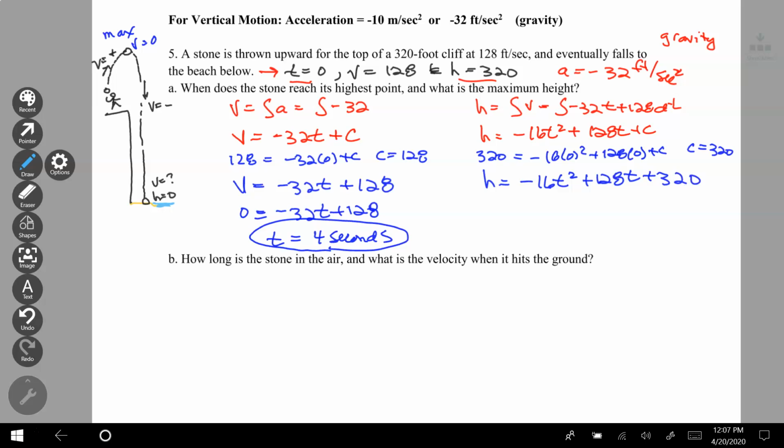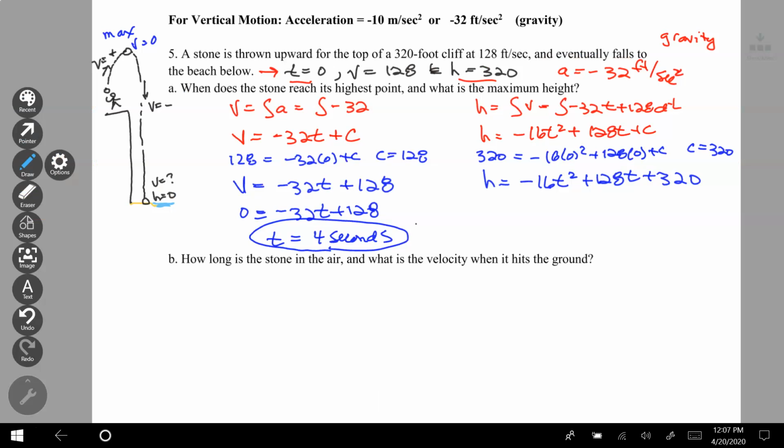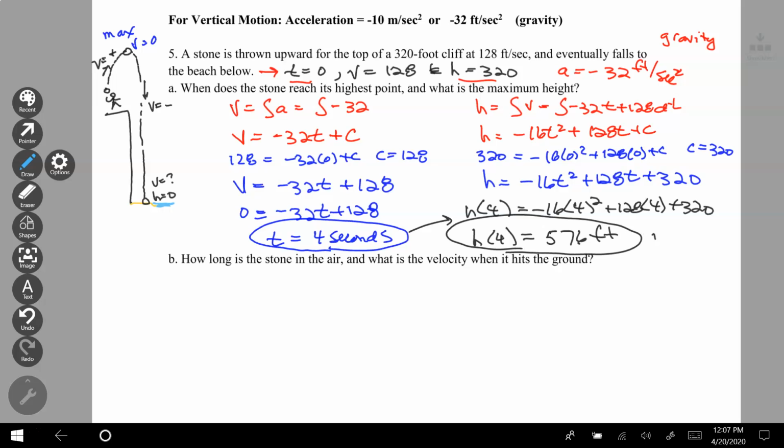That is a height for any time, but I know t equals 4. So I'm going to go ahead and plug in t equals 4. Negative 16 times 4 squared plus 128 times 4 plus 320. And h of 4 is equal to 576 feet. And that is the max height. So in 4 seconds it hits a maximum height of 576 feet.